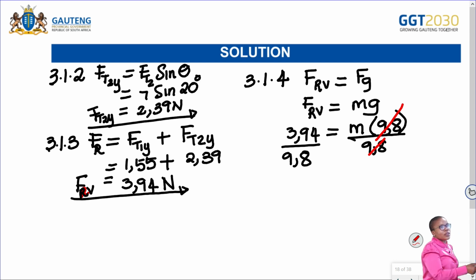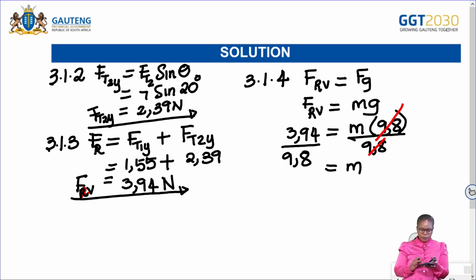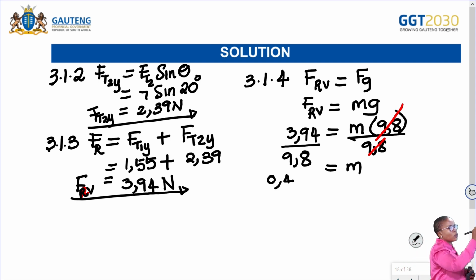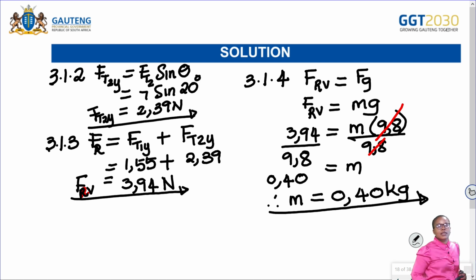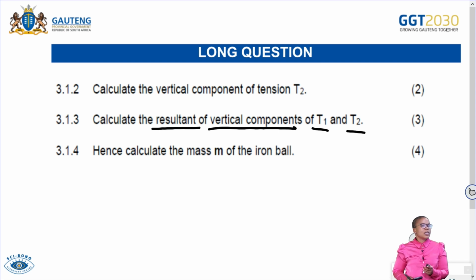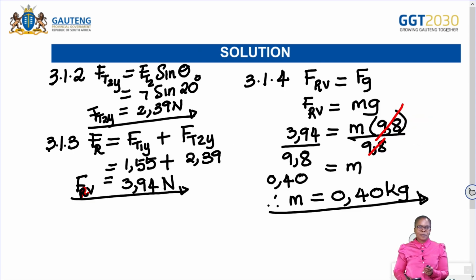So we are left with m on this side, 3,94 divided by 9,8, therefore gives us 0,40. 0,40. We don't leave it like this. We say therefore m is equal to 0,40 kg. That is how easy it is to find the mass of the iron ball. Is there any other question we left behind? No. So we may proceed.